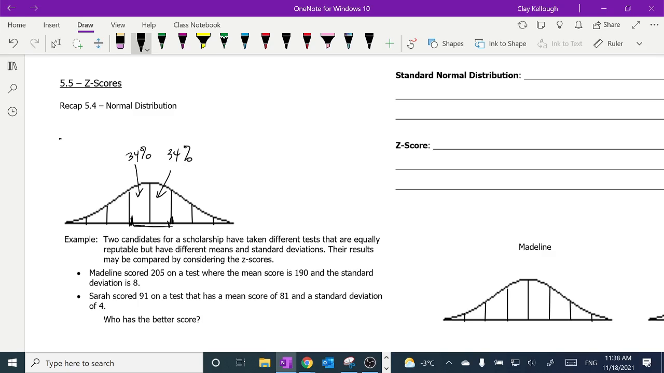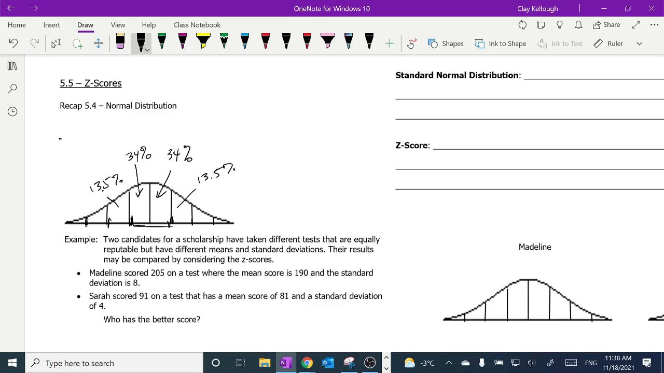Then the next one, it's called the 68, 95, 99.7 rule. So between here and here, you have 95% of the data. So do the math. That's another 13.5% in that column, and another 13.5% on this column.